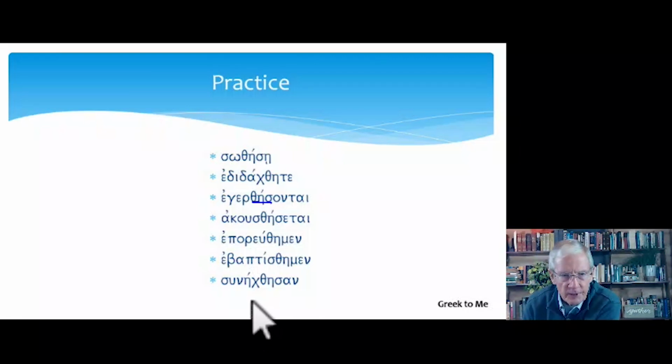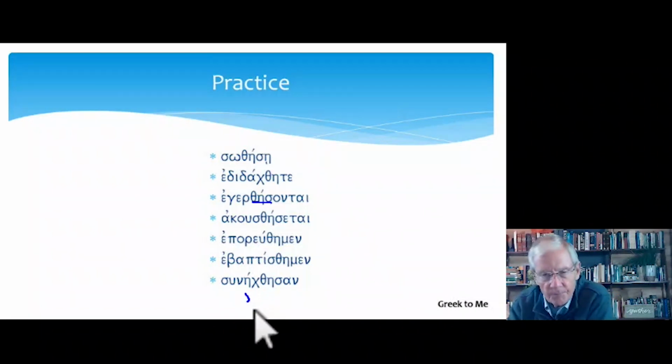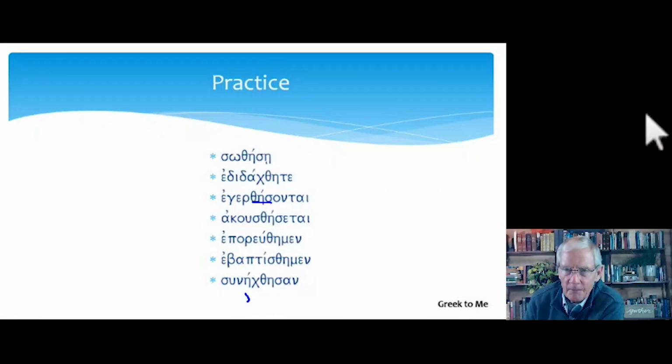Now, the last one's a little tricky. This is sunechthesan. This comes from synago. It's a compound verb. So notice here the eta. That is an augment. And then what happened to your gamma, it picked up the H sound to merge in with the theta. Otherwise, you'd be starting and stopping in the middle of a word. So this is first aorist, passive, indicative, third person plural. They were gathered together. I hope you feel a degree of success.